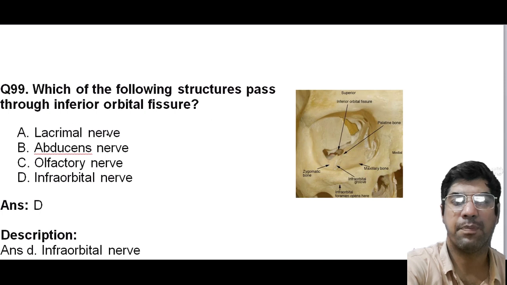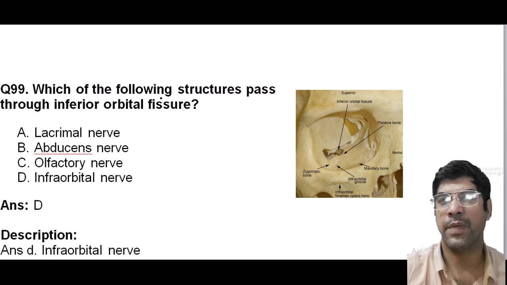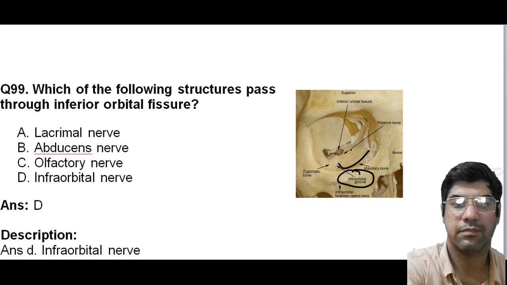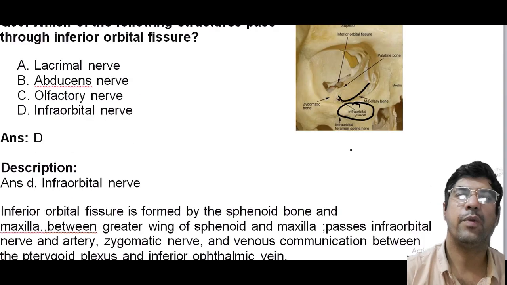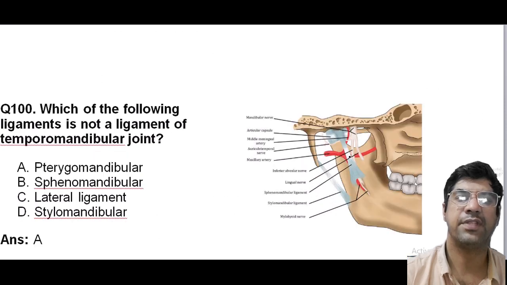Which of the following structures passes through the inferior orbital fissure? It's the infraorbital nerve. Which of the following ligaments is not a ligament of the TMJ? The answer is pterygomandibular.